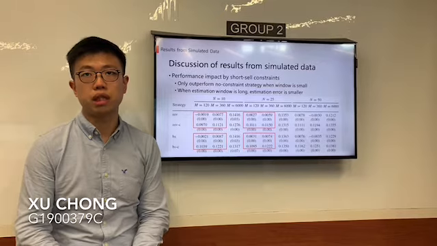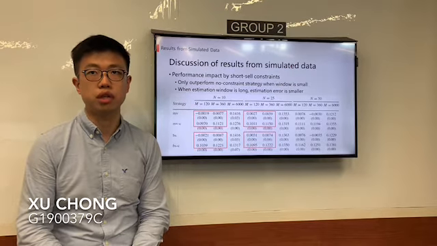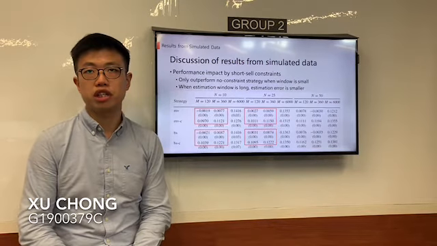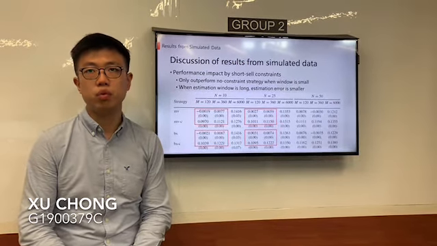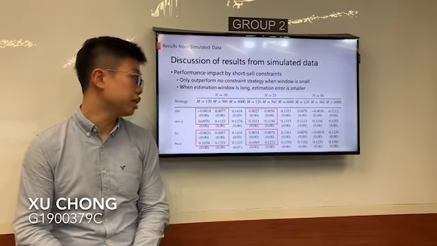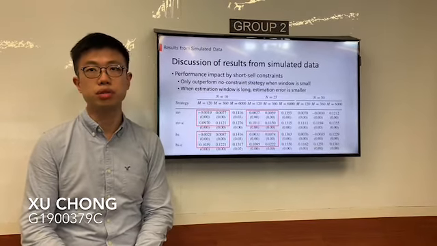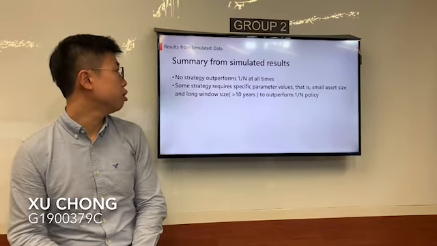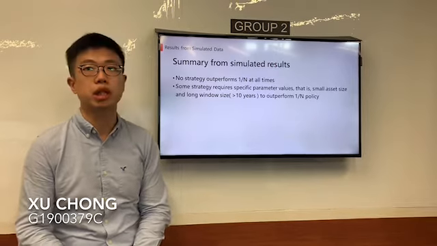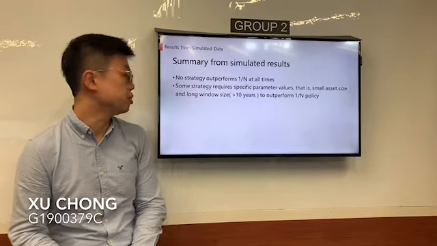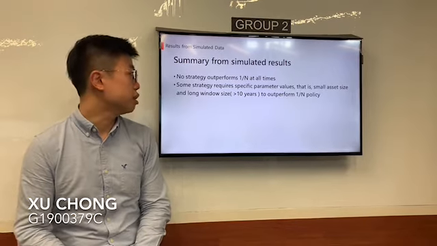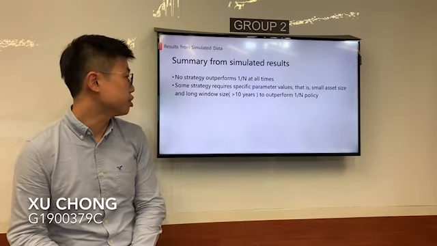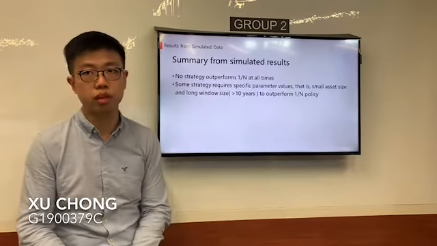Another interesting result we found from the model data is that the short selling constraint only favors the result when the estimation window is small. One possible explanation is that when the estimation window is long, the estimation error is smaller. Hence, the constraints reduce performance. As a result, overall, we find that no strategy outperforms 1/n at all times. There are a few cases that require some specific parameter balance, that is, small asset size and long window size, which is more than 10 years, to outperform the 1/n strategy.